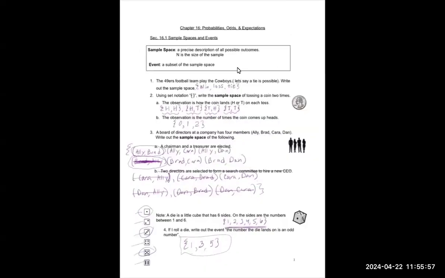So let's just look back at that problem really quick. Let's just look at number three, part B. Two directors are selected to form a committee, and there were four people originally to choose from, and two people need to be selected. Oh, let's do the chairman. I'm sorry. Let's do part A, the chairman and treasurer.